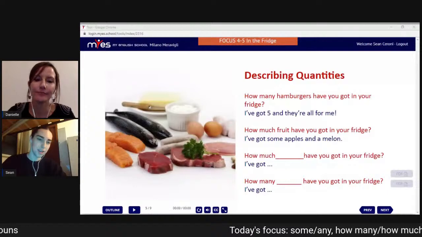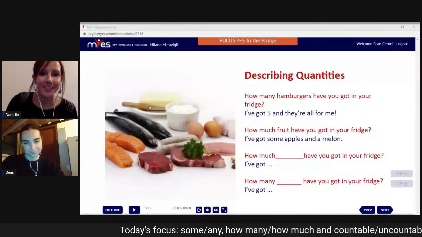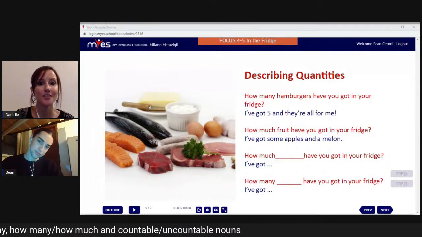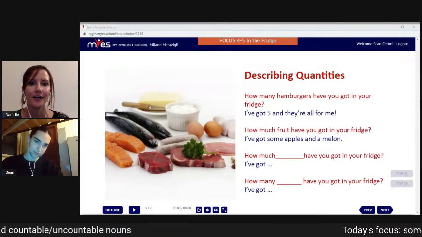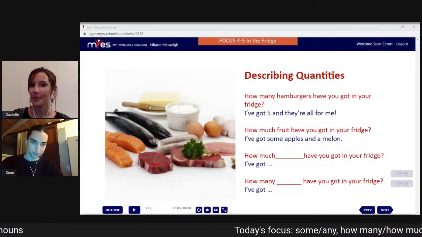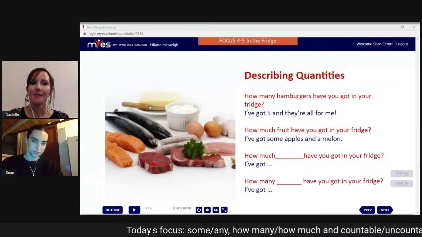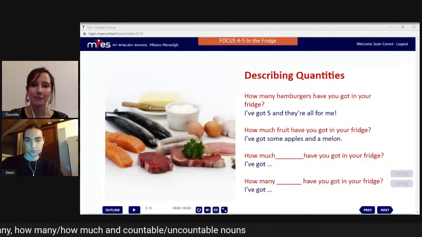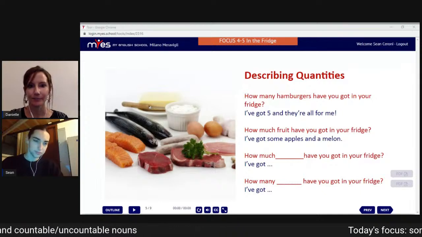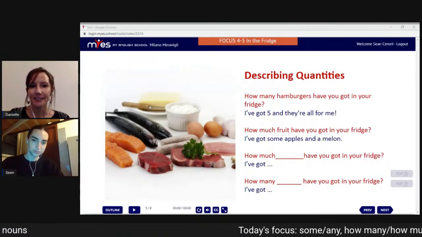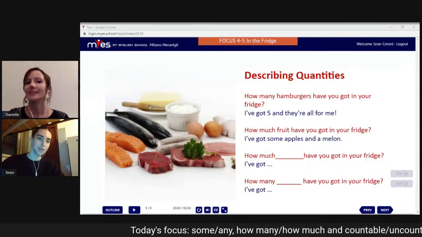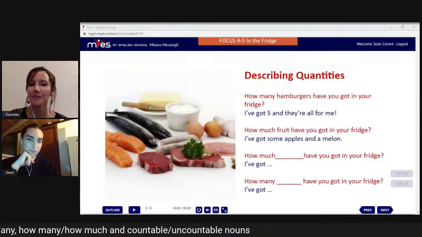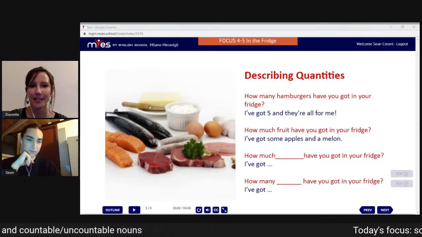So, describing quantities. Can you read this slide, Danielle? Sure. So we start with: how many hamburgers have you got in your fridge? I've got 5 and they're all for me. How much fruit do you have in your fridge? I've got some apples and a melon. Shall we stop there and have a look at these? So what's the first question and answer?